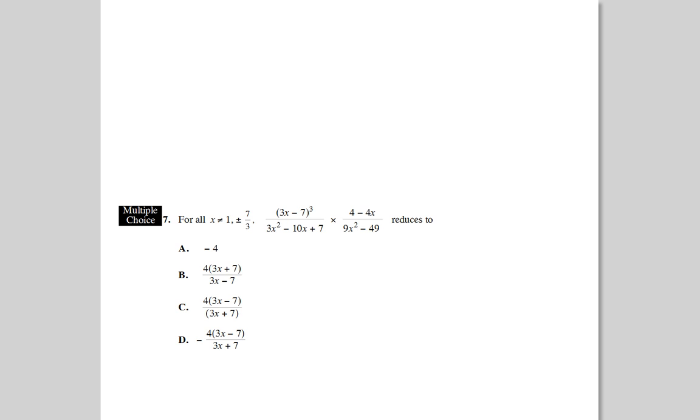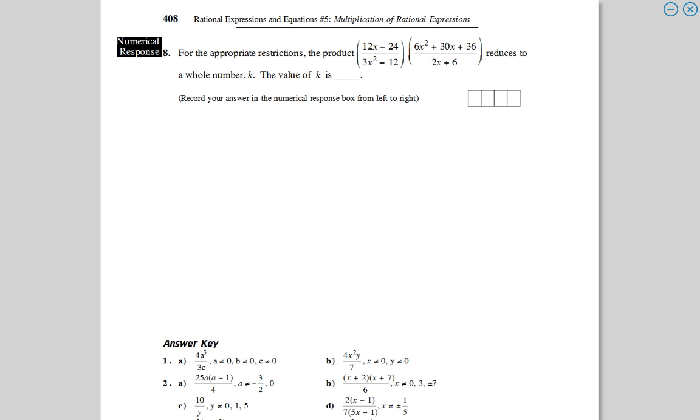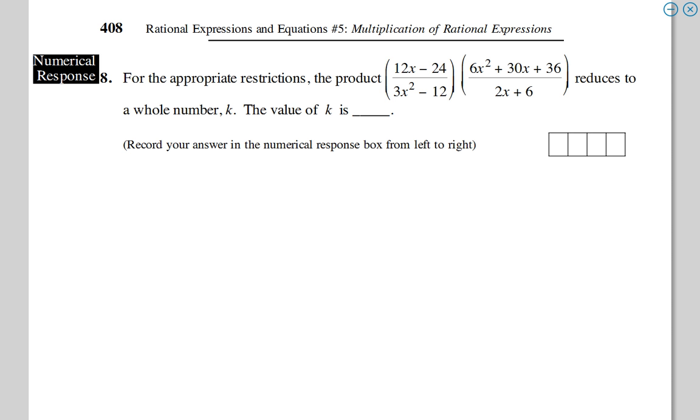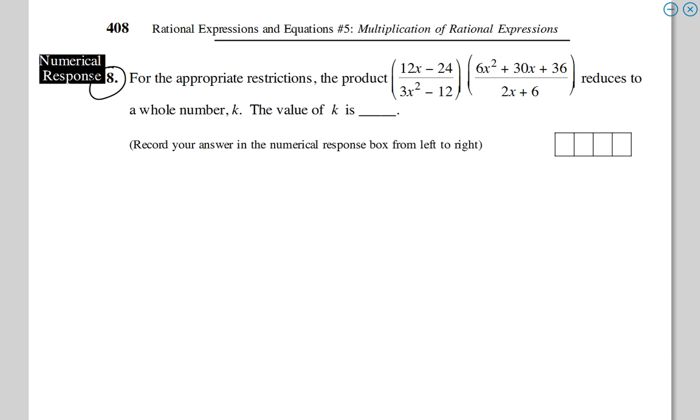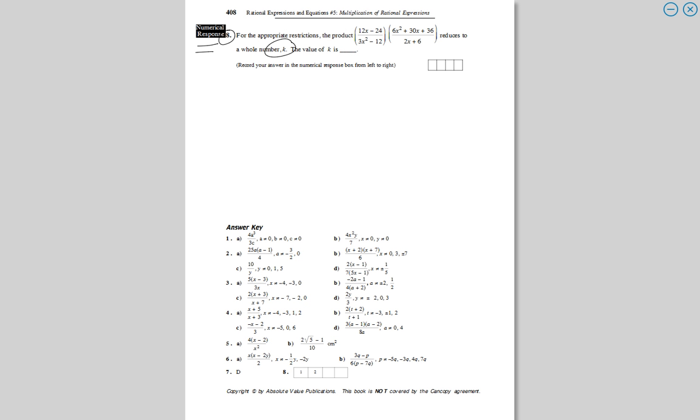And then multiple choice, I guess that's just for standardized test purposes. And then numerical response, same idea. Please try number 8 because in Alberta we have these numeric response style questions on diploma exams. You need to get used to writing them. So it reduces to a whole number k. So let's try this one as well. Okay, you guys have 20 minutes. I'm going to stop talking. You're going to start working.